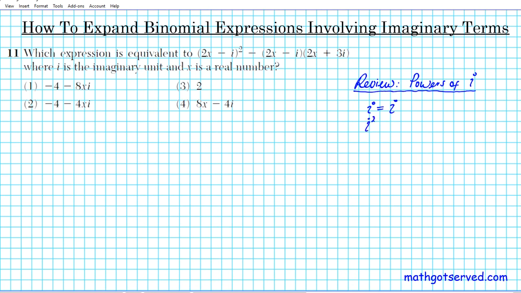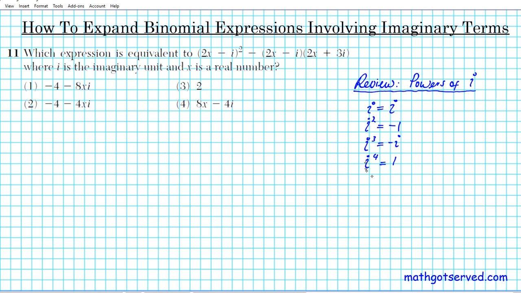So i squared is equal to negative 1 because i is the square root of negative 1. The square gets rid of that square root. Then i to the third is the product of i and i squared, which is the product of i and negative 1, which is negative i. And i to the fourth power, you can either view it as i squared squared, which is negative 1 squared, which is 1, or i times i cubed, which is i times negative i, which is negative i squared, the negative of negative 1, which is just positive 1. So you just need to know the first four.